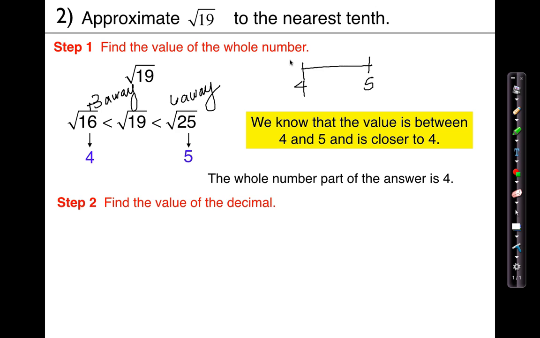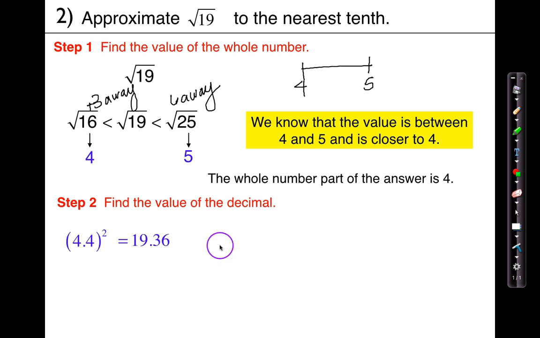4.1, 4.2, 4.3, 4.4? I don't know. So using my logic, I'm going to say, let's try 4.4, because it seems like it's kind of in the middle. So here, 4.4 squared is going to be 19.36. That's pretty darn close. But again, I don't want you to just try one and stop there. You need to try one more to confirm your answer.